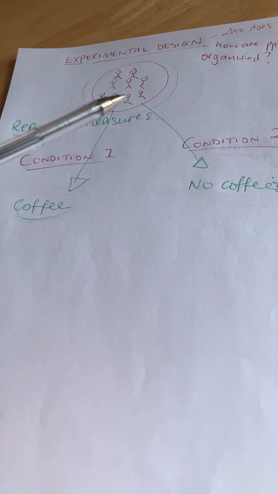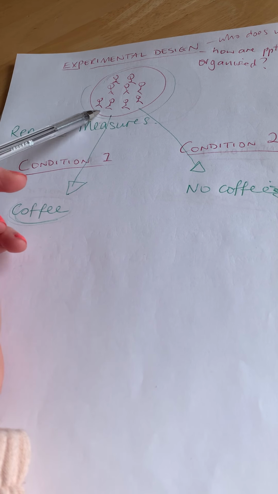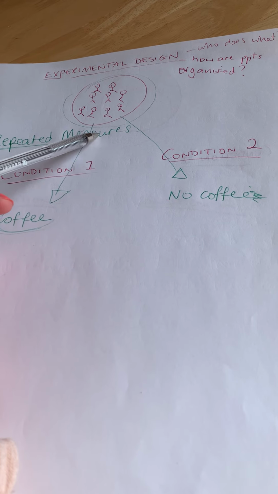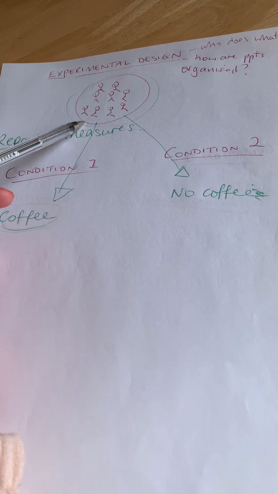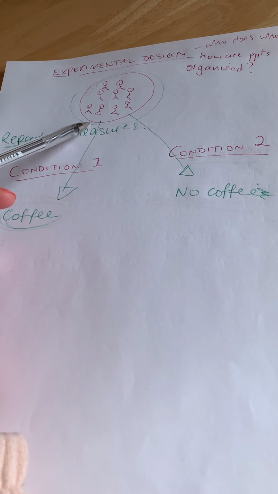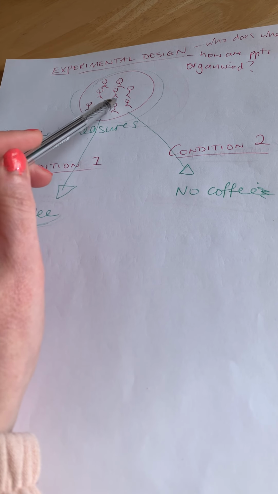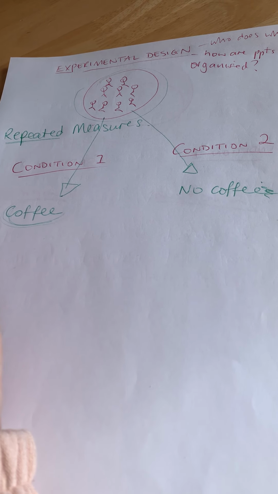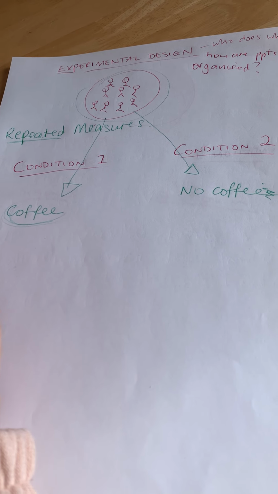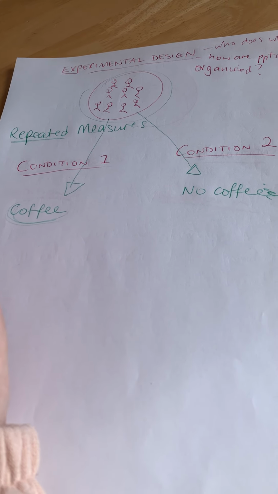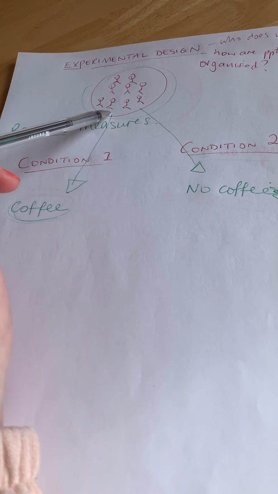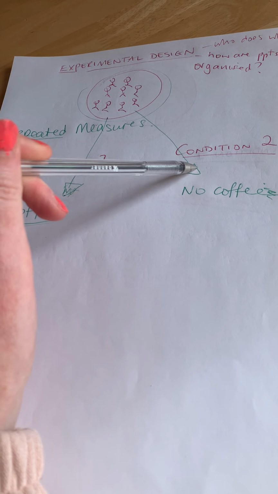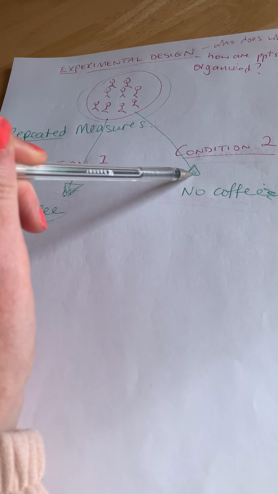If all participants are doing condition 1 and all participants are doing condition 2, then we only need one set of participants. So that's an advantage: fewer participants are needed. If I wanted a sample size of 20, then I only need 20, because the same 20 are going to do condition 1 and condition 2.